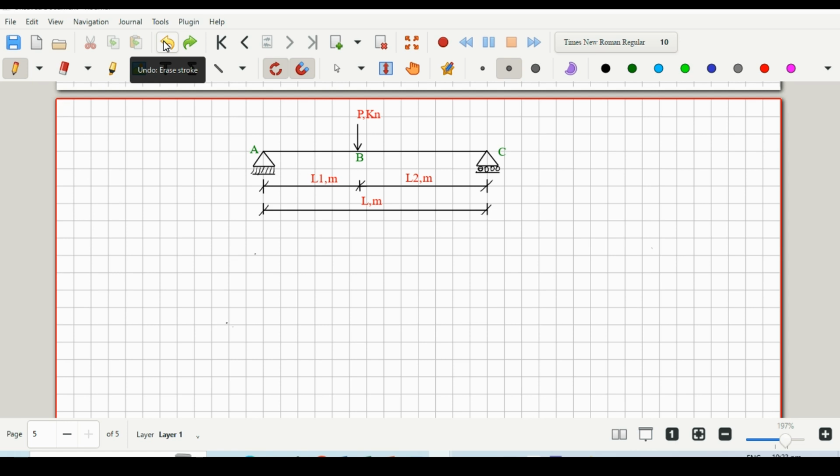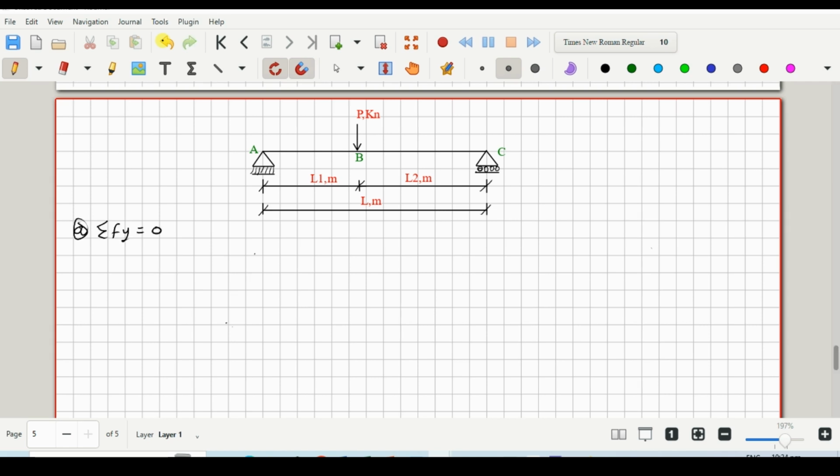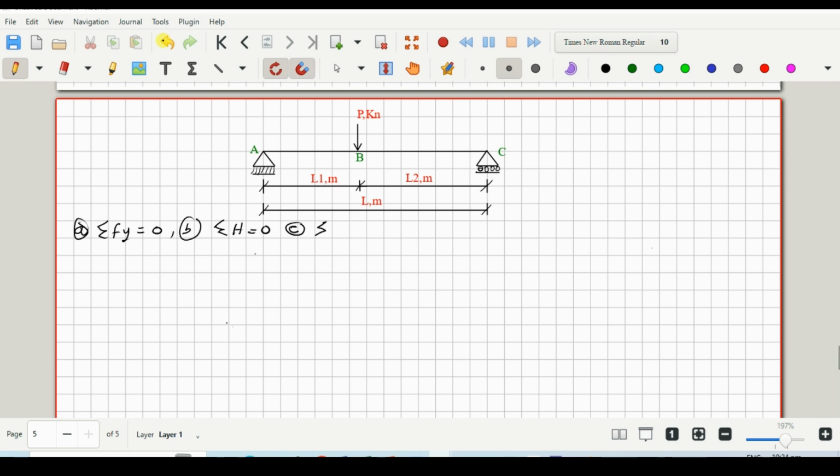Right. So in order to solve this problem, we would have to consider three equilibrium equations. First of all, the summation of our vertical forces must be zero. Two, the summation of our horizontal forces must be zero. And three, the summation of moments equals zero, so the summation of moments about support A and support C must also be zero.